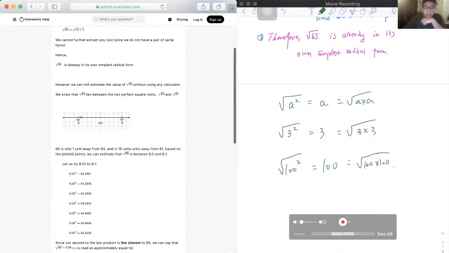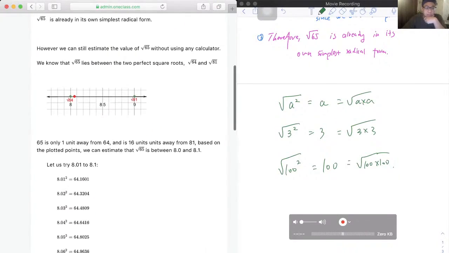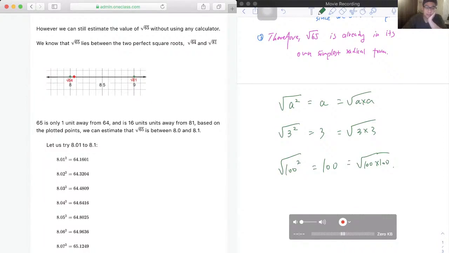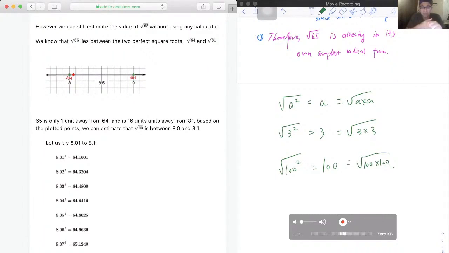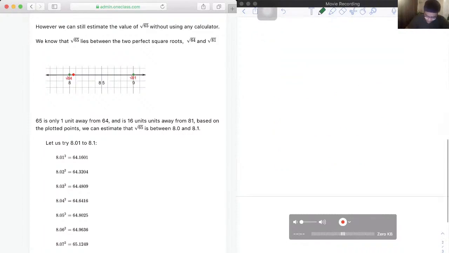And now let's look at the Janine Tutor's answer for the second part. So it says we can still estimate the value of root 65 without using any calculator. So whenever we're asked to convert this root 65 into a decimal form, that should be the method we're going to use. So we know root 65 lies between two perfect square roots, which are root 64 and root 81. The reason why we're picking these two points is because root 64 is actually 8, and root 81 is actually 9, because 9 times 9 is equal to 81, and 8 times 8 is equal to 64.